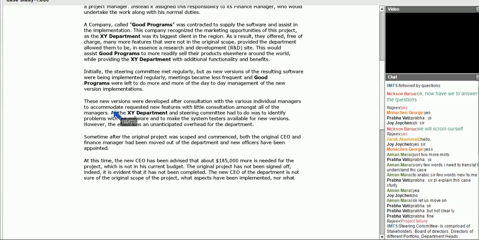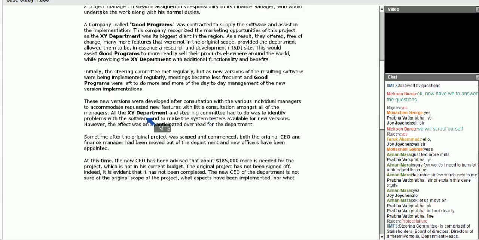So this was the case. These new versions were developed after consultation with various people. Before the new version was implemented and developed, it was communicated internally amongst the XY department managers whether they were going on the right track or not. So all the XY department and steering committee had to do was to identify problems with the software and to make the system testers available for new versions.